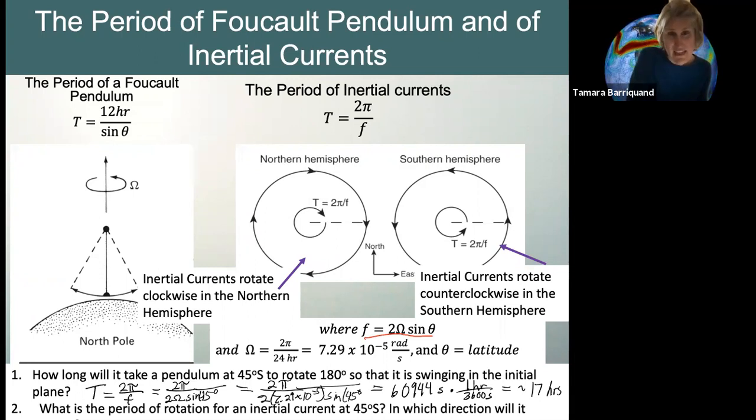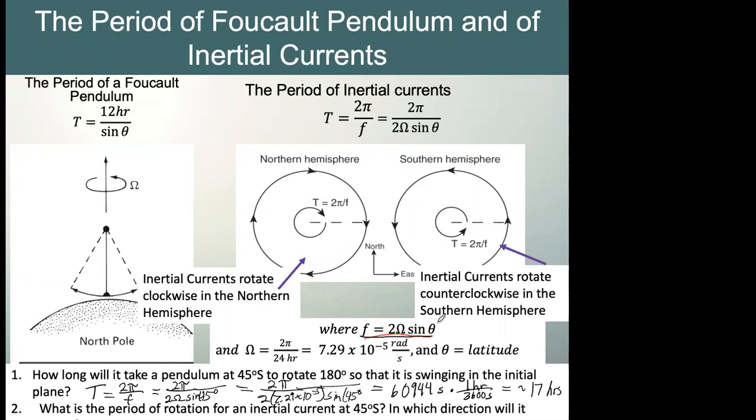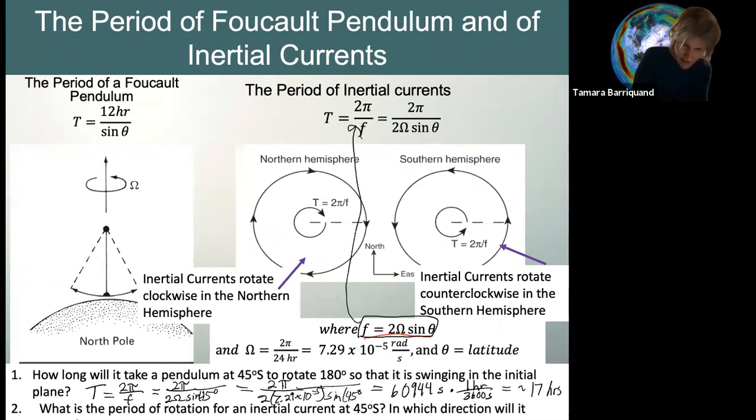What we see here is that they're both the same. So both of these periods are the same. They're basically the exact same thing. And so if we look at that, what we can do is take this f and put it in for f here. I get 2 pi over 2 omega sine theta.